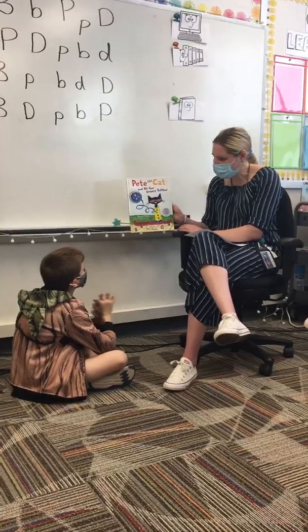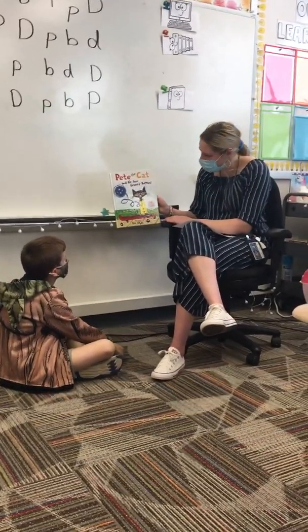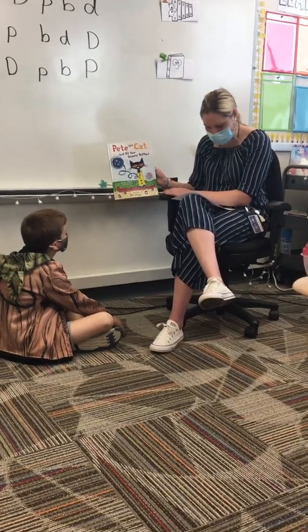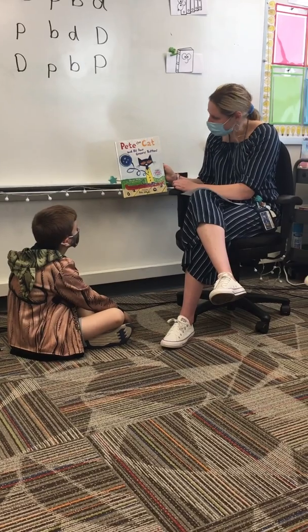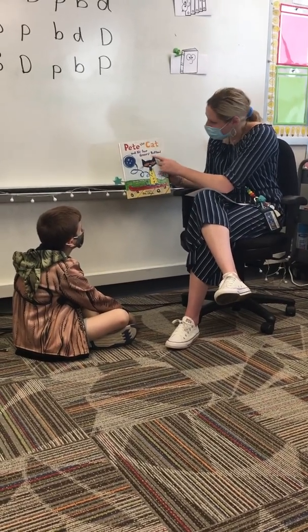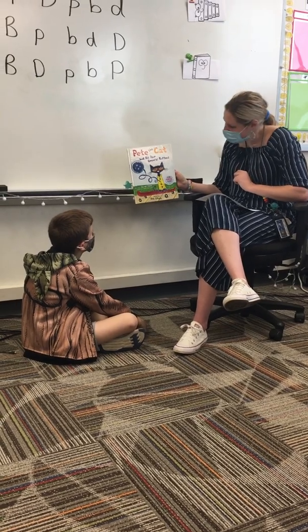What do you call the front of a book? The cover. The cover usually shows the name of the book, who wrote it, and then who drew the pictures. So the name of a book is called the title. The title or name of the book is right here. So Pete the Cat and his 4 groovy buttons. What do you call the name of the book?